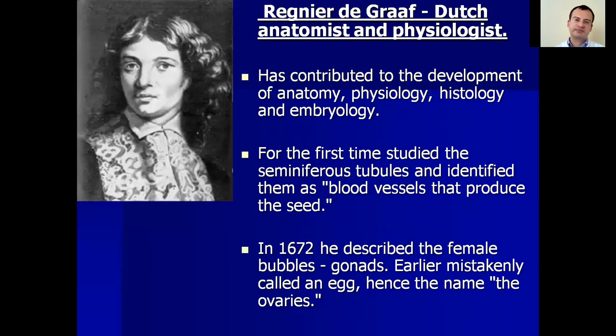Regnier de Graaf, the Dutch anatomist and physiologist. He contributed to the development of anatomy, physiology, histology, and embryology. For the first time, he studied the seminiferous tubules and identified them as vessels that produce the seed. He described the female gonad's vesicles, earlier mistakenly called an egg, hence the name, the ovary.